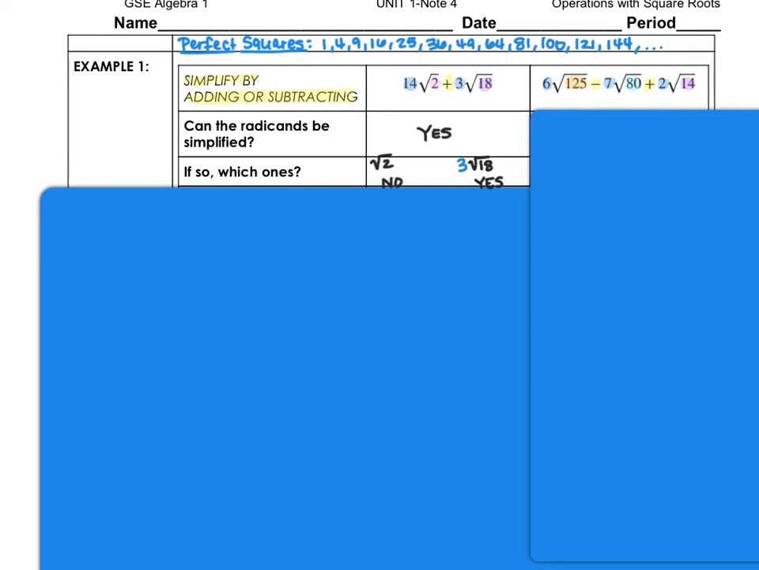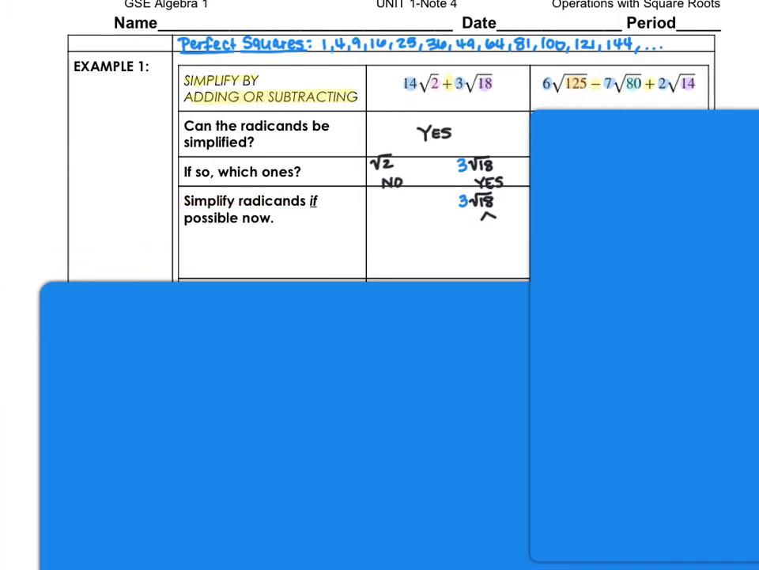So we're able to simplify 3 square root 18, but we're not able to simplify square root 2. So let's start off by showing the simplification for this radicand 3 square root 18. And so we go backwards in our perfect square list and we find the largest perfect square that we can take and divide 18 by, and we just said earlier that it is 9. So that means I can use this perfect square 9 to rewrite the radicand 18. And when I divide 18 by 9, I get the imperfect square of 2.